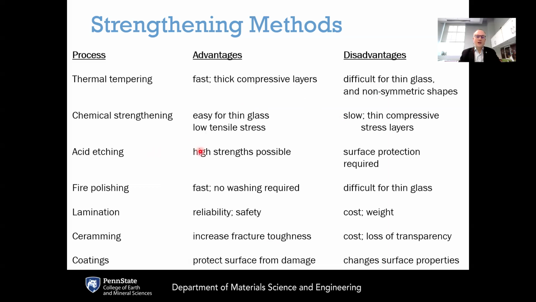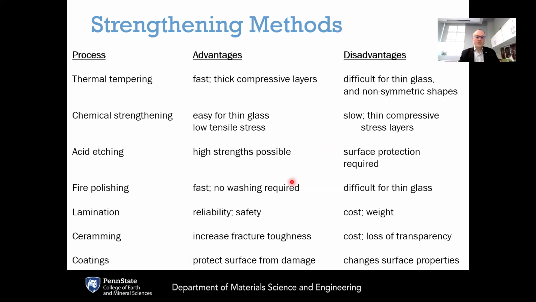Acid etching is a way to reduce the severity of flaws. This can give high strengths that are possible immediately after acid etching because the flaw sizes have been reduced. However, additional surface protection would be required in order to maintain that advantage upon future handling.